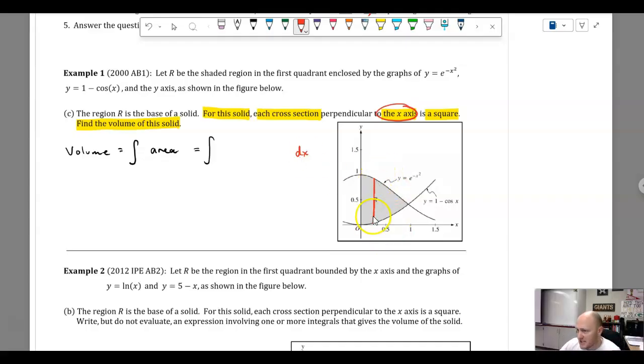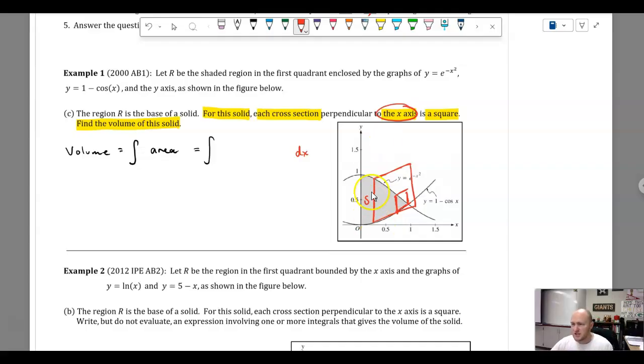So I'm taking this slice, and this is the base of a square, and what comes out is going to be the same distance. So I have a whole bunch of squares popping out of this region. If I can draw, okay, just imagine a whole bunch of those. So what is the formula for a square? Well, it's s squared, and this is going to be our side.